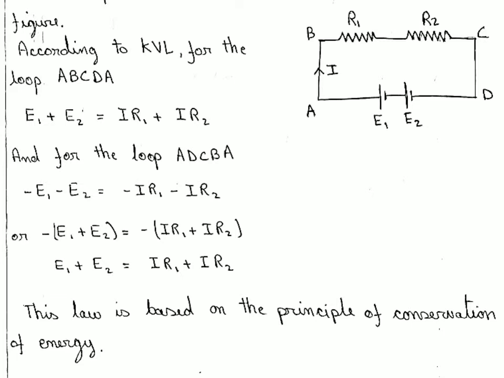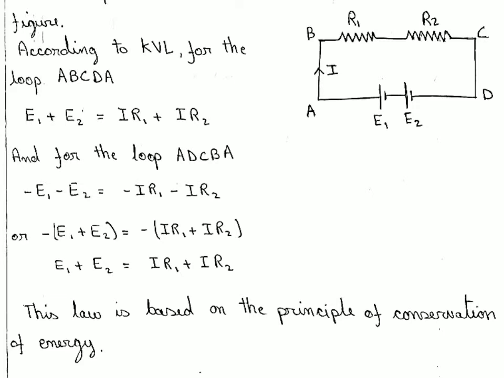So this law is based on the principle of conservation of energy. Here, the chemical energy from the cells of EMF E1 and E2, both of these energies are being converted into electrical energy across the resistances R1 and R2. Hence we have the sum of the EMF on the left hand side and the sum of the potential drop on the right hand side, because there's a conservation of energy.